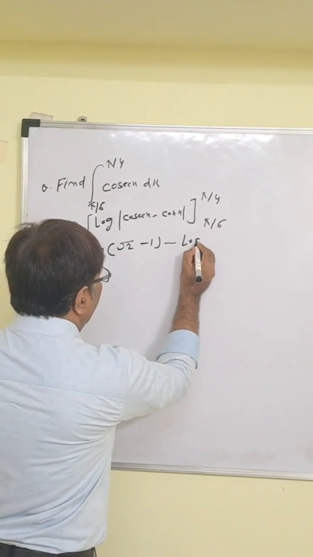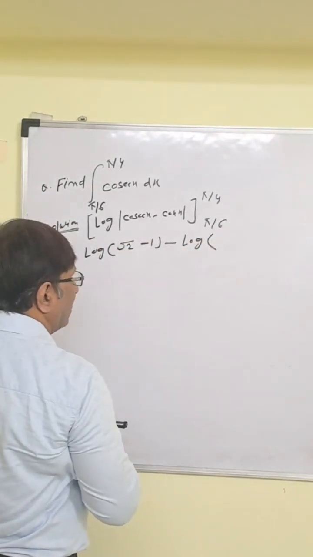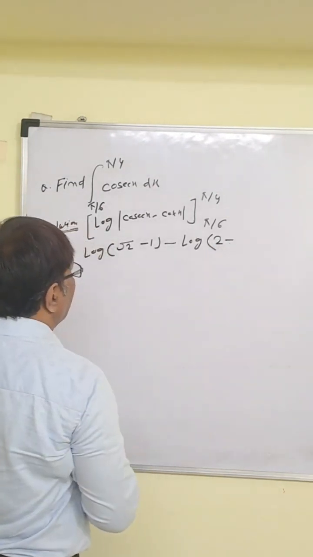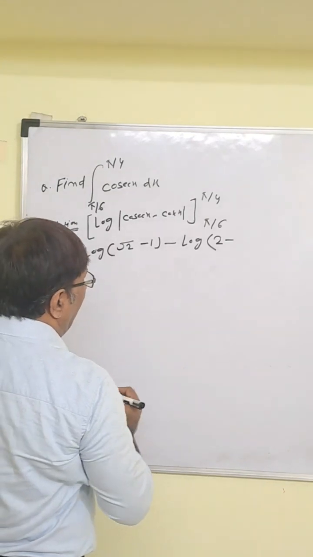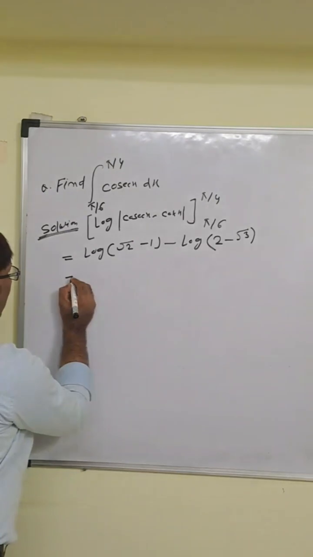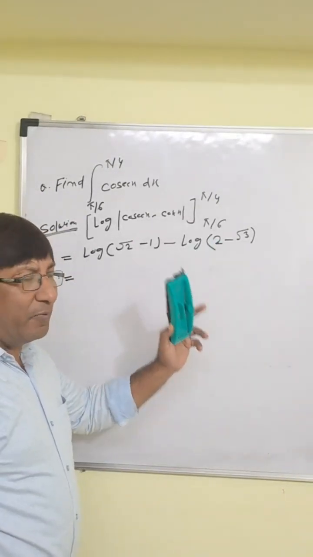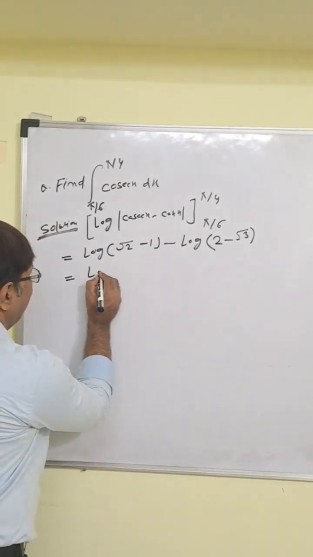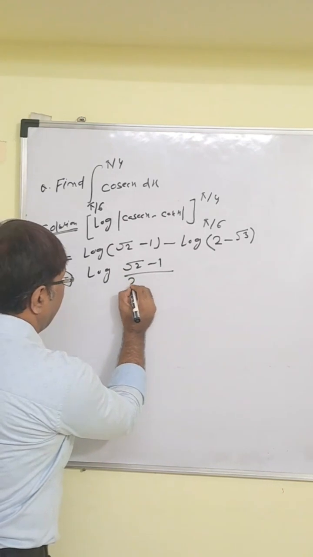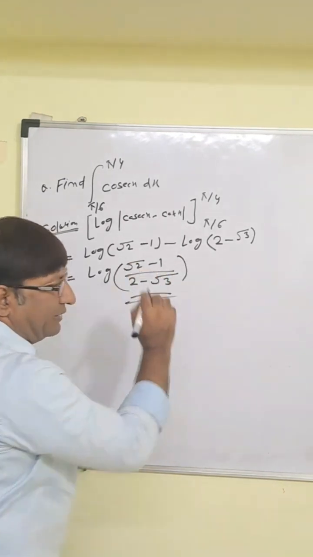Similarly minus. Now put the value of x equal to pi by 6. So we will get what? Log. And this is cosec pi by 6. So cosec pi by 6 is what? That is 2. And minus, that is cot pi by 6. That is cot 30, what is it? Root 3. So this is 2 minus root 3. Now you know log x minus log y is what? Log x upon y. So we can write here log of (root 2 minus 1) divided by (2 minus root 3). This is our correct answer.